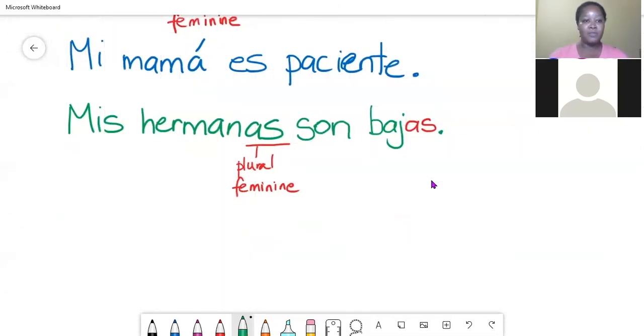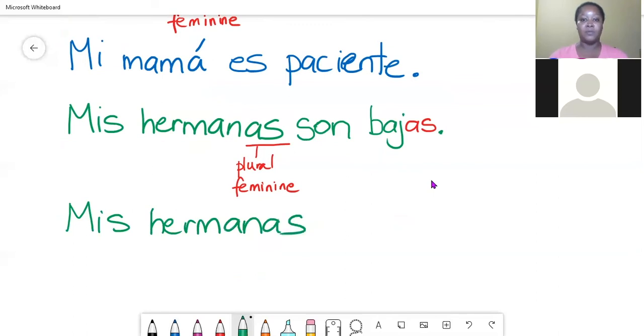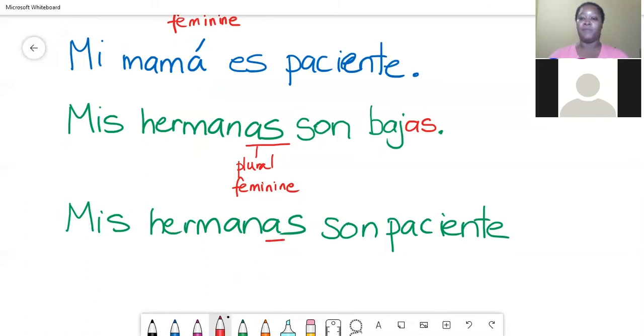So the response for this is going to become mis hermanas son. Now, because paciente is either singular or plural, in this case, because hermanas is plural, pacientes is also going to be plural.